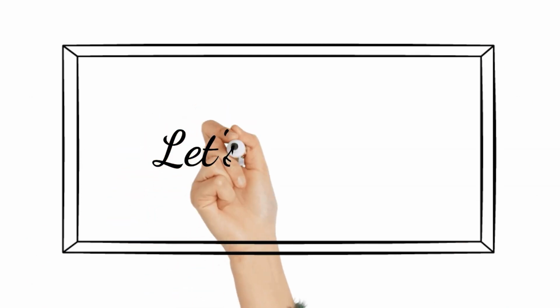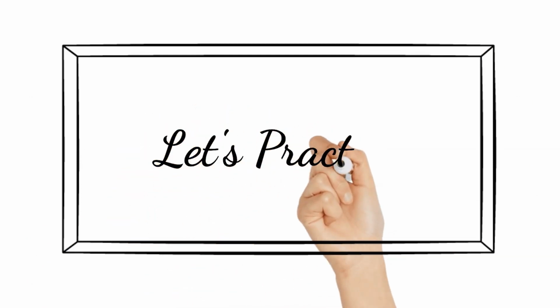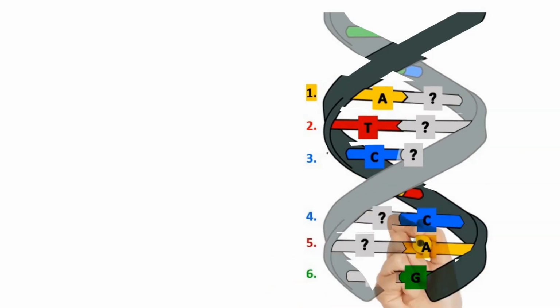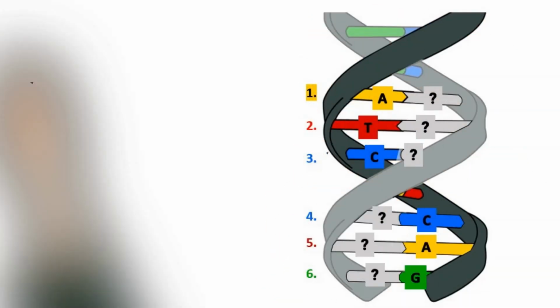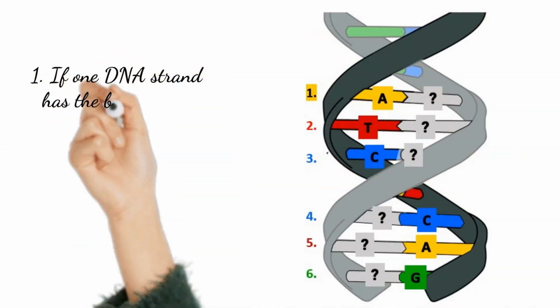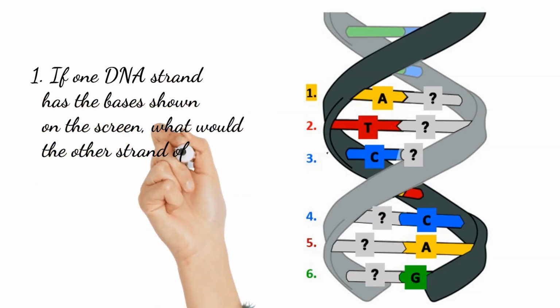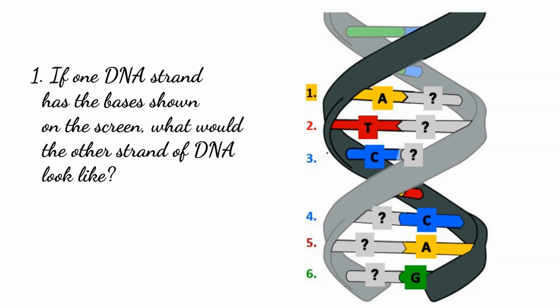Just to make sure that we're all on the same page, I'm just going to go over 3 quick practice problems with you all. Sound good? All right, so with that, let's practice. Let's start with looking at a segment of DNA and fill it in together. Sound good? So if one DNA strand has the bases shown on the screen, what would the other strand of DNA look like? All right, so that's just working on practicing base pairing within DNA.